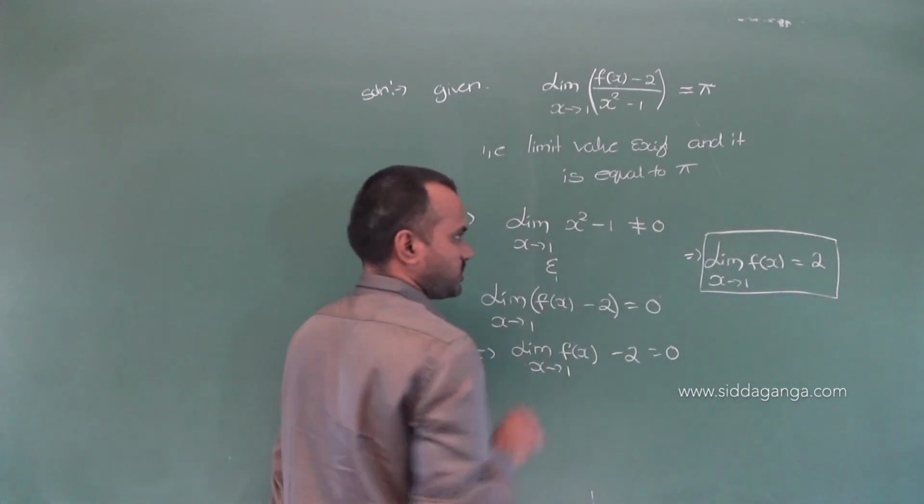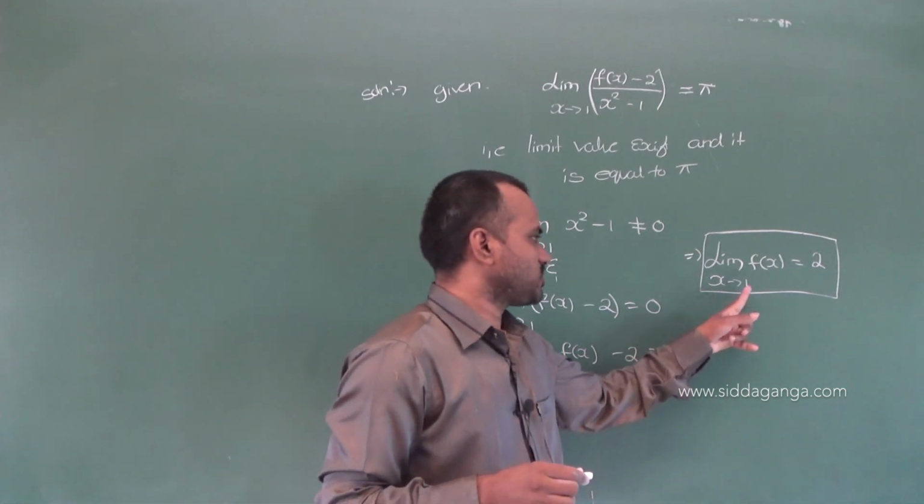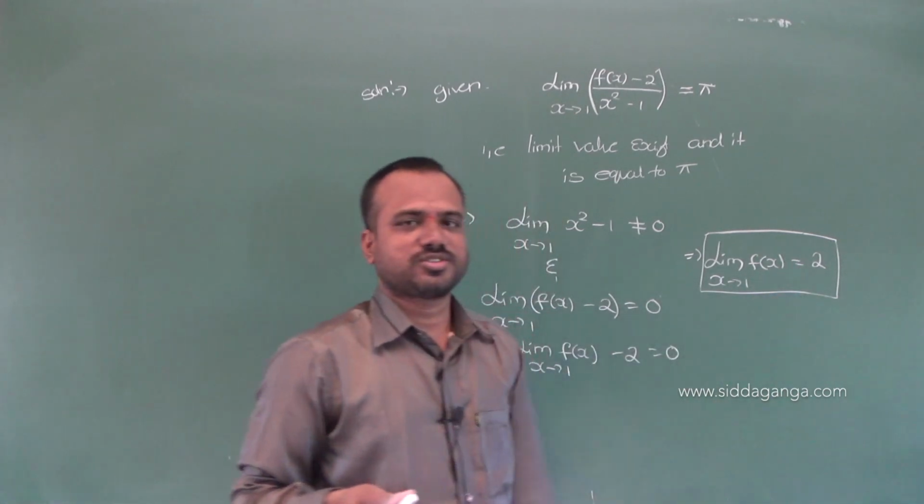So this is the value we want. What is the value of, that means compute or evaluate, the limit as x tends to 1 of f of x. For the function we don't know, but the limit as x tends to 1 of f of x is equal to 2.